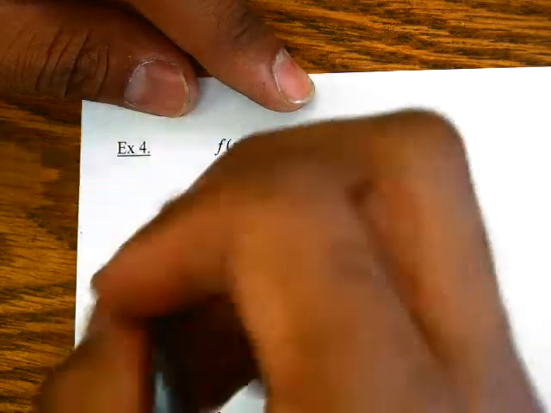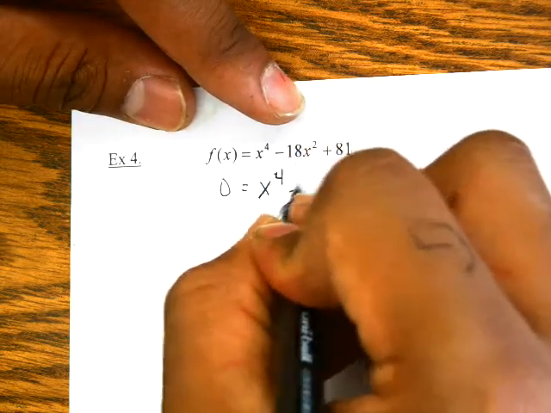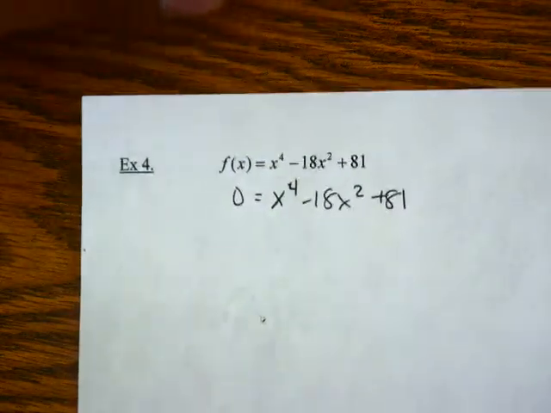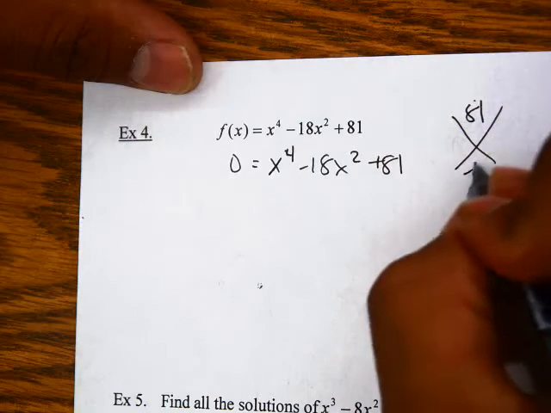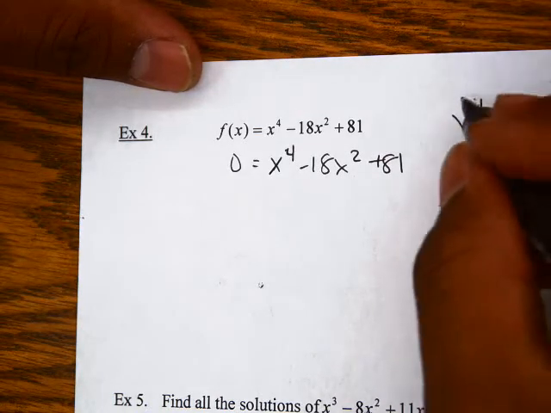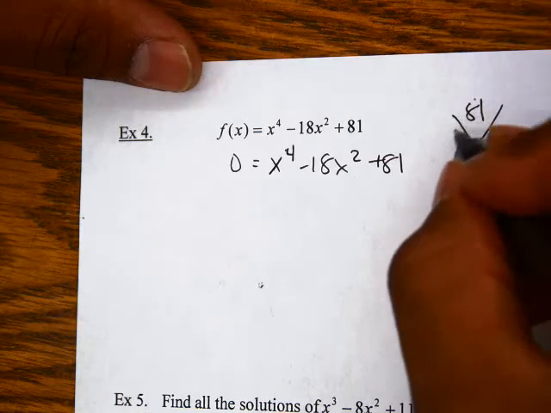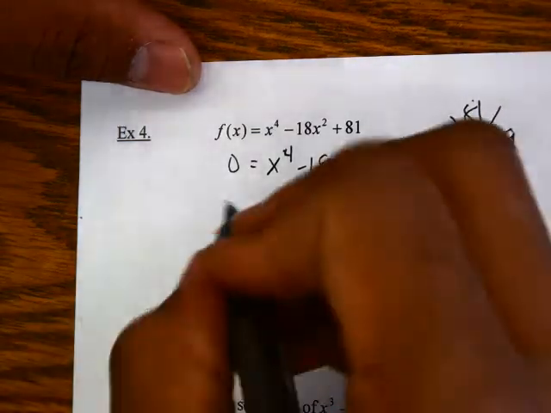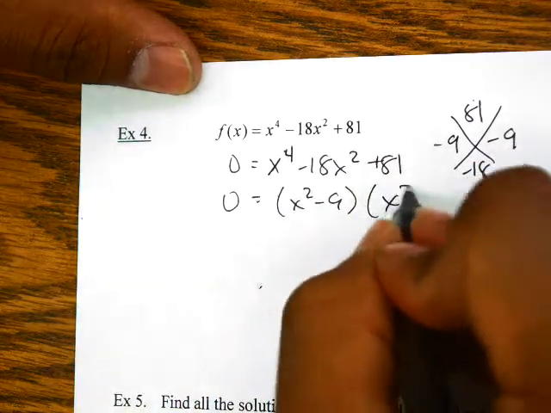Okay. So I want to check for a GCF first. There is no GCF, so I'm going to try to factor this. 81 at the top, negative 18 at the bottom. My two numbers are... I'm blanking out for some reason. They're both negative 9. So that's x squared minus 9, x squared minus 9.